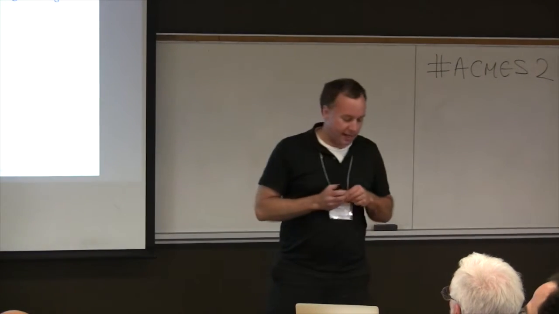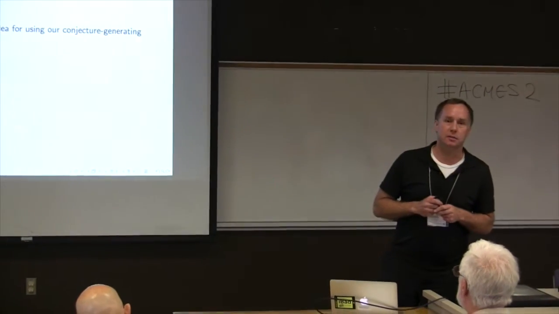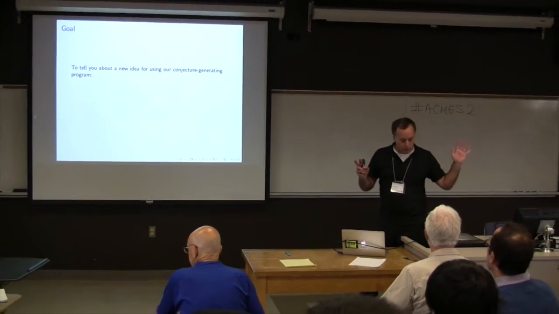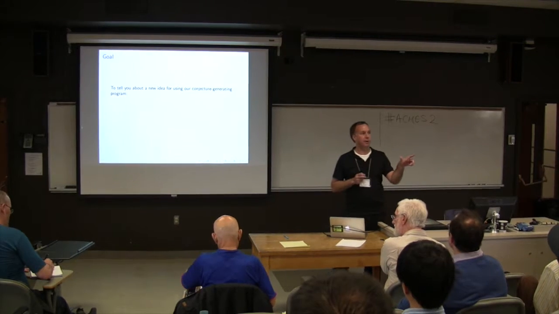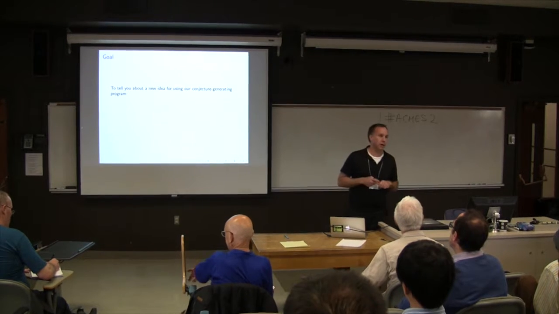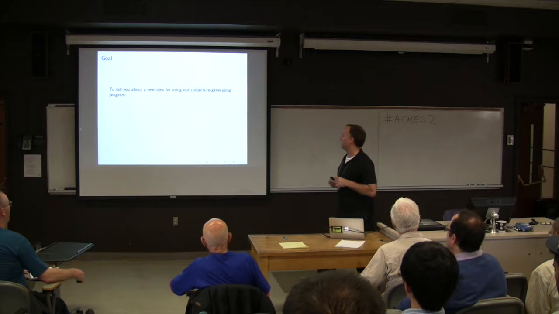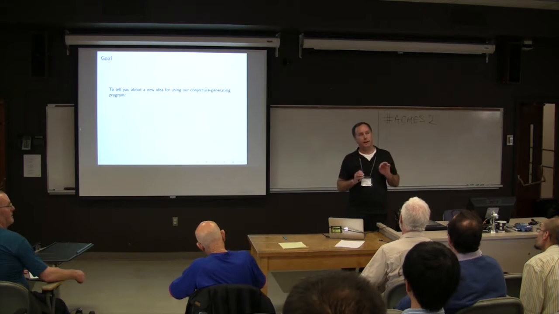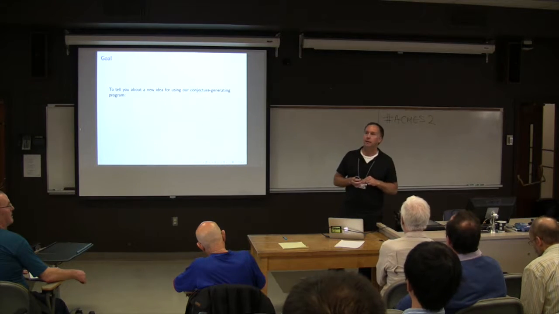So the things I want to do in this talk are tell you a new idea how to use this conjecturing program. By the way, there's two versions of the program. One makes conjectured relations between invariants for any kinds of mathematical objects. The other makes conjectured relations between properties for any kinds of mathematical objects. We have a paper, the first paper about the program just came out, and that's on the invariant relations version.